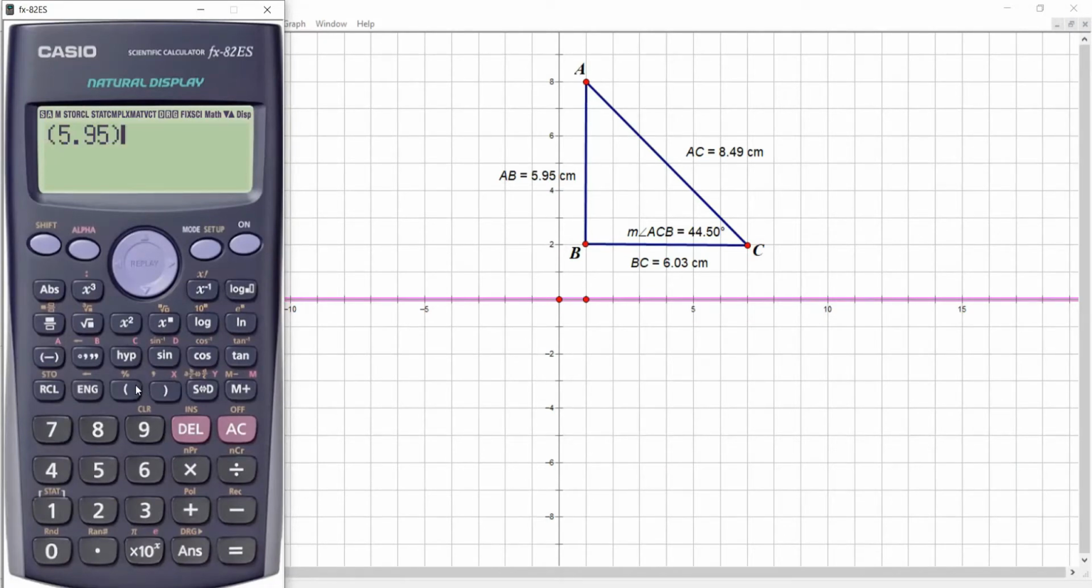When we square our opposite, 5.95, plus the square of our adjacent, 6.03 square, that gives us 71.76. Now, let's see if we are going to get 71.76 when we square our hypotenuse, 8.49 square. And we get 72.08. Both of them roughly 72.